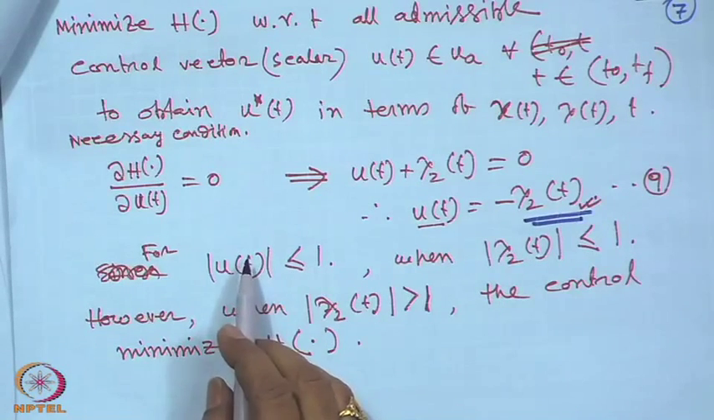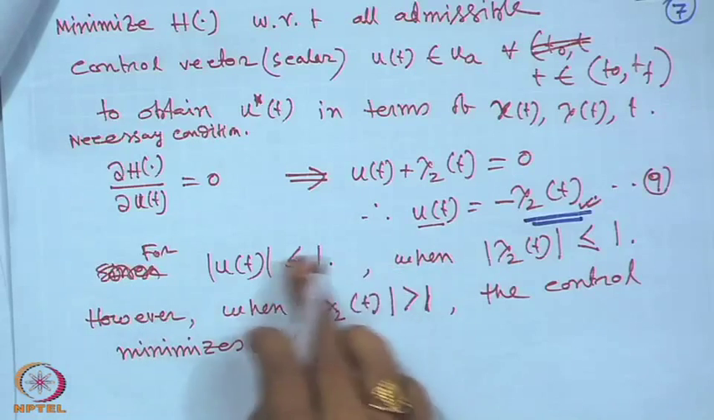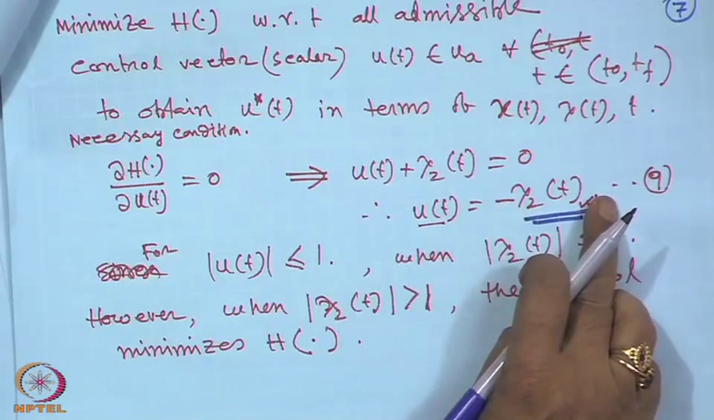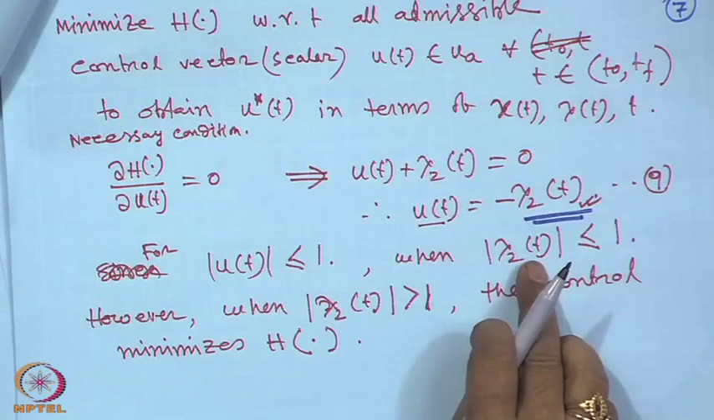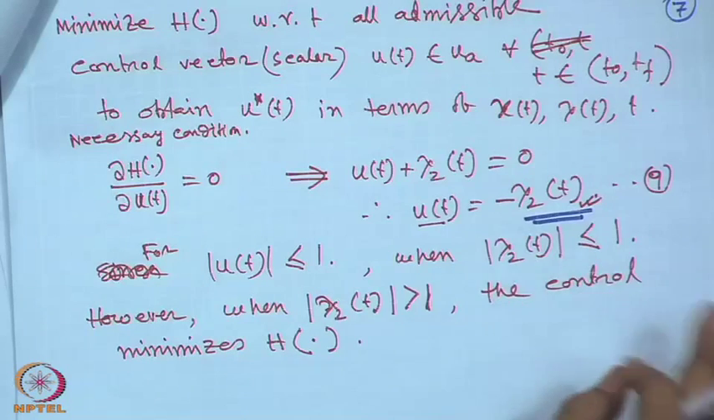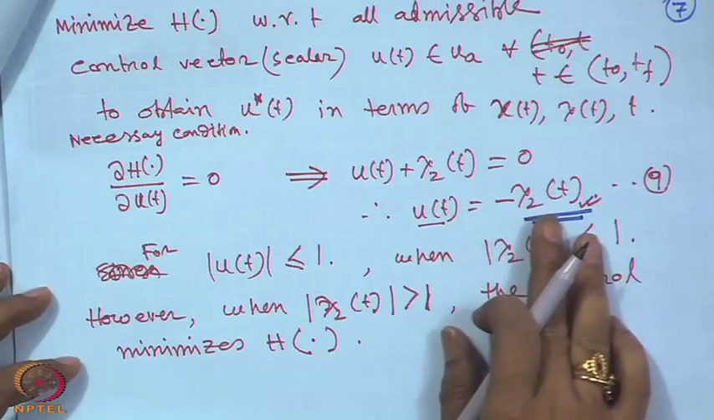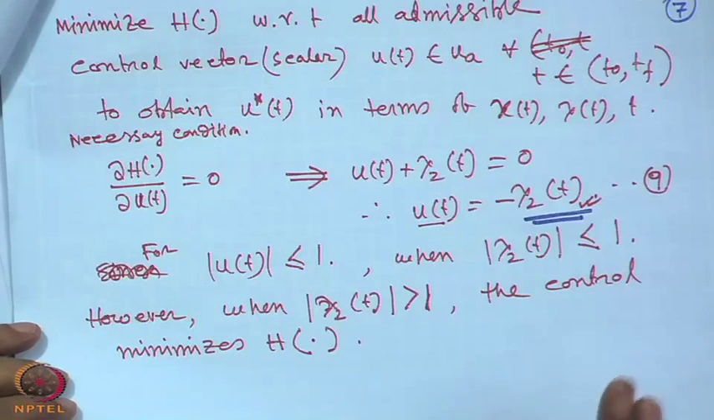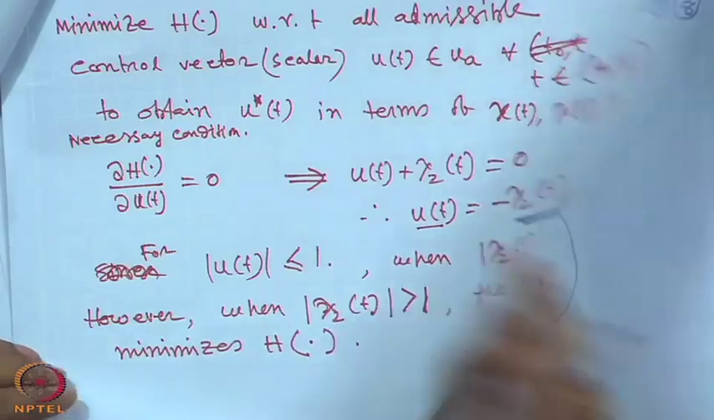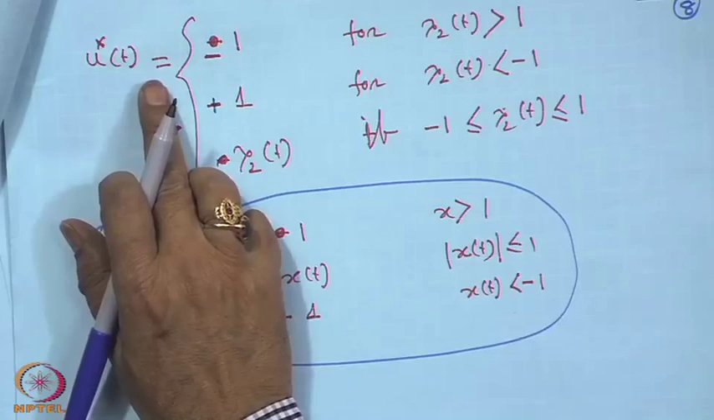Our constraint on the input is that the mod of u must be less than or equal to 1. From this equation we can write that the mod of lambda of t must be less than 1, then the input will be less than 1. There is no guarantee that lambda of t may not be greater than 1. In that situation, what should the control input be? That control input we decide on the basis of the Pontryagin minimum principle.